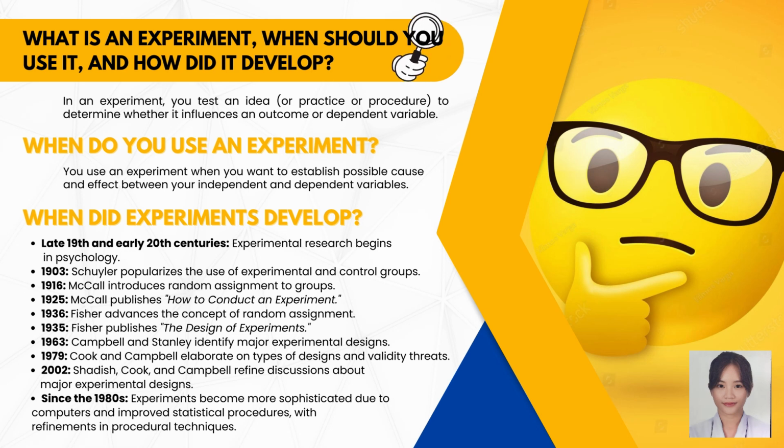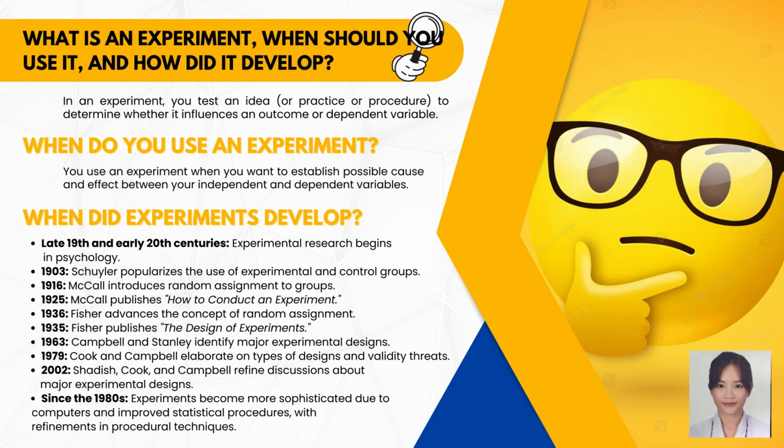Subsequent developments by Cook and Campbell in 1979 and refinements by Shadish, Cook, and Campbell in 2002 further enhanced our understanding of experimental design and validity of tests. Since the 1980s, experiments have become more sophisticated due to the advancements in technology and statistical procedures. Researchers now utilize complex experimental designs with multiple independent and dependent variables, compare more than two groups, and study various units of analysis.